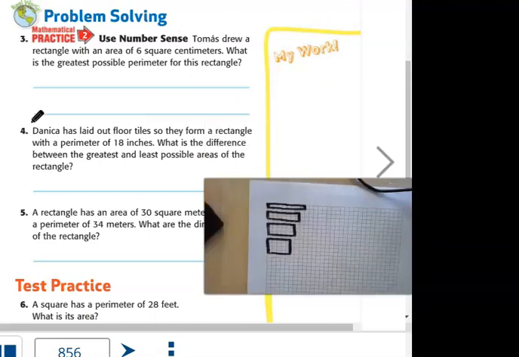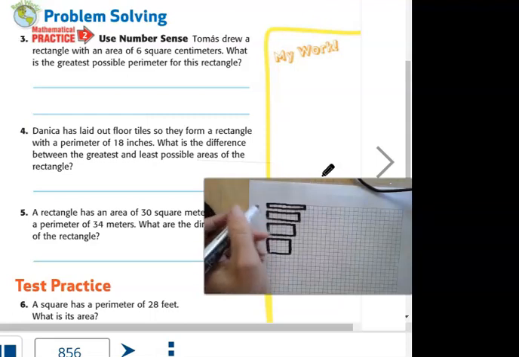So looking at number 4, Donica has laid out floor tiles so they form a rectangle with a perimeter of 18 inches. It's asking for the greatest and least possible area. I've drawn out these shapes here, which have that perimeter of 18, and I just need to figure out the area of them and compare the one with the greatest area and the least.